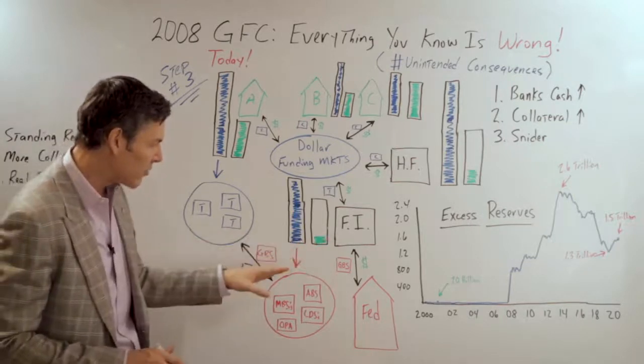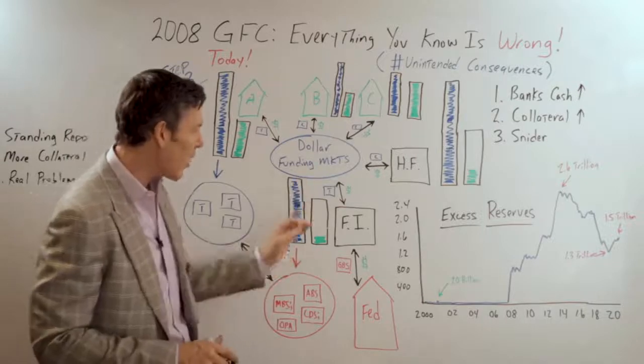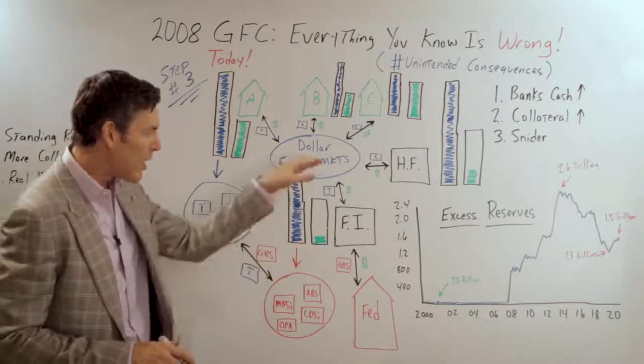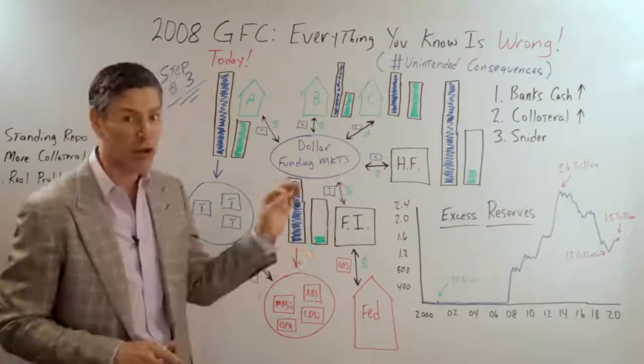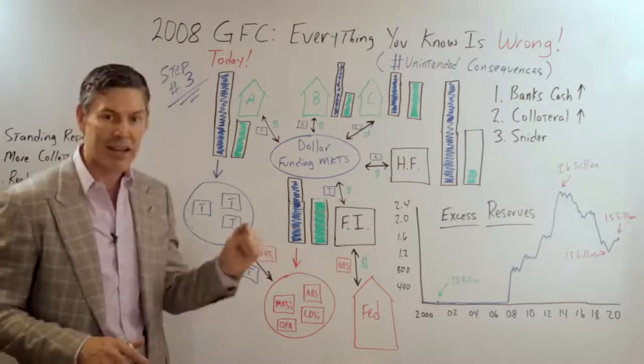Then this financial institution will take those treasuries that they don't own and put them into the dollar funding market, like the repo market. And that's where they'll get that cash, that liquidity, those dollars that they need to fund themselves on a day-to-day basis.